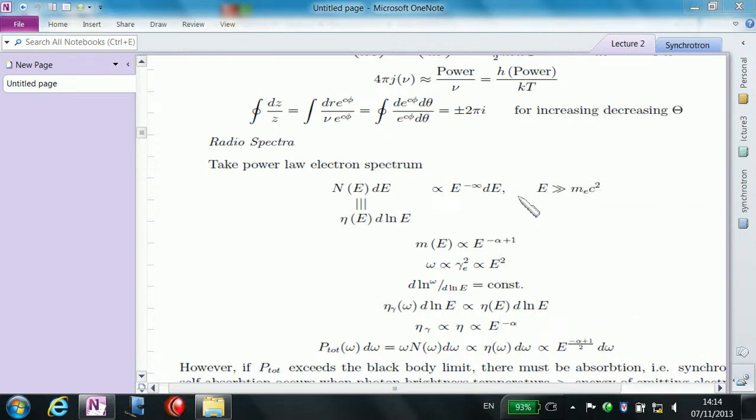Okay, suppose you have a spectrum of electrons and energy E, and alternatively E is proportional to gamma, the Lorentz factor.